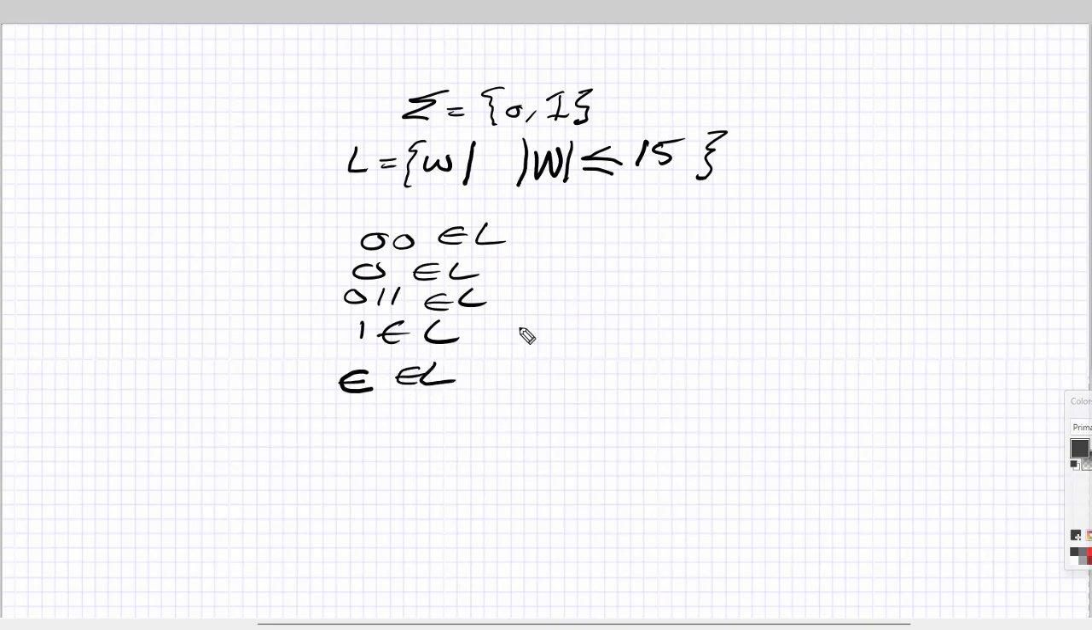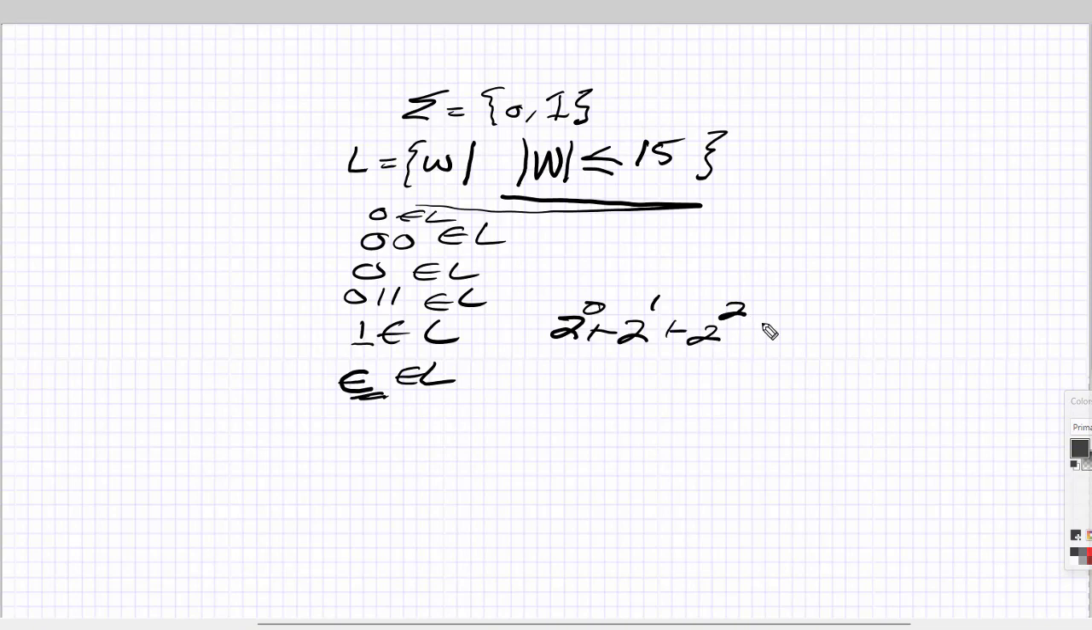If you get asked the size of this language, you can say it is 2 to the power 0 because of the empty string, plus 2 to the power 1, that's this, or 0 by itself, also part of the language, plus 2 to the power 2, 2 to the power 3, all the way to 2 to the power 15. And you can make the calculations.